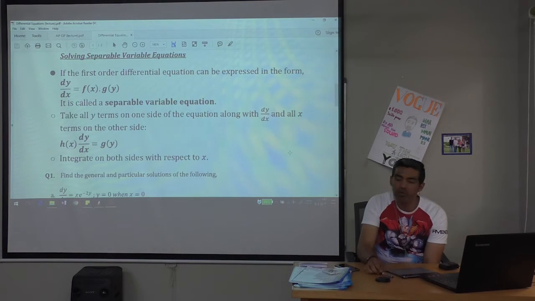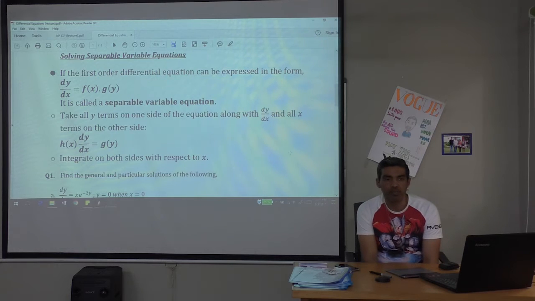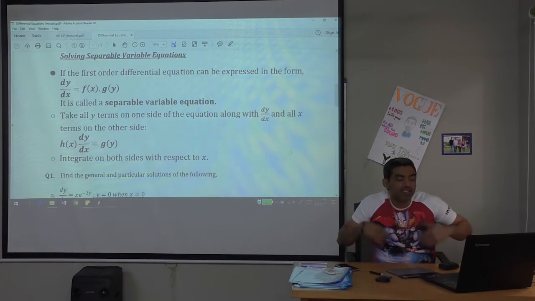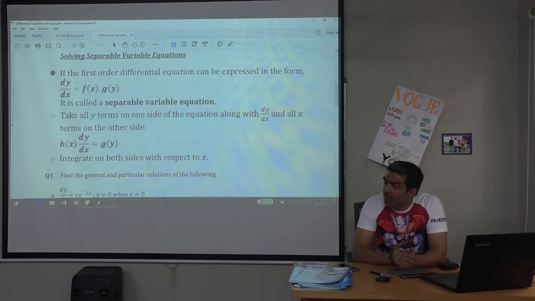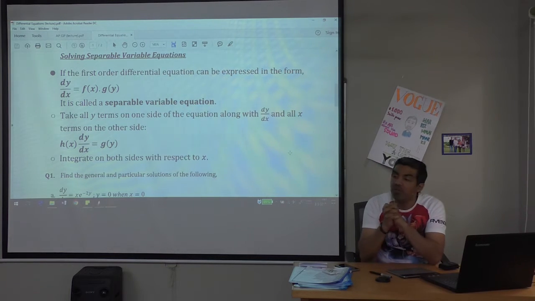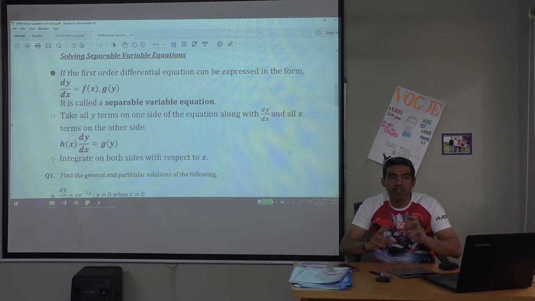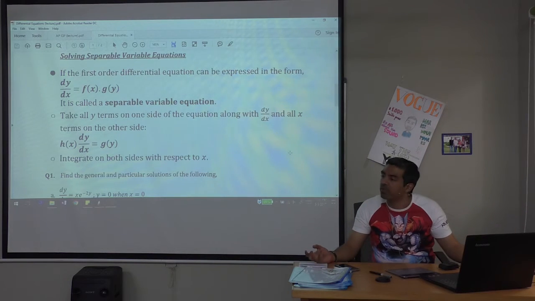Okay, so we are going to be solving separable variable differential equations. Now, why is it called a separable variable differential equation? Because this is a kind of differential equation, the first order differential equation, where you will be able to separate the two variables on either side of the equal to sign.